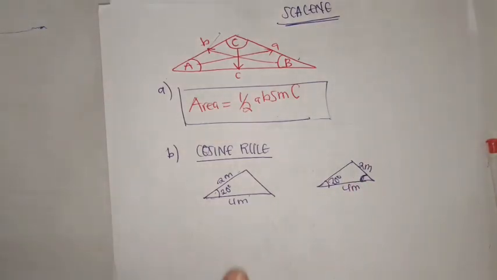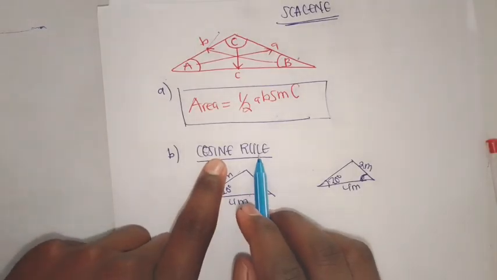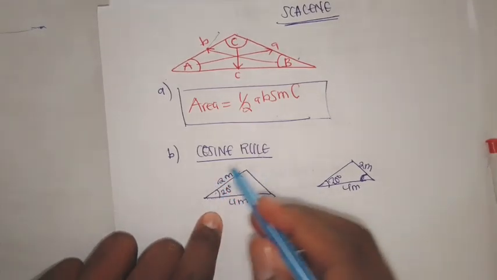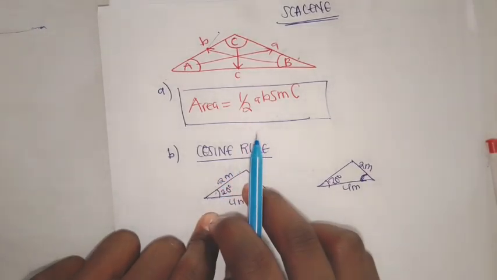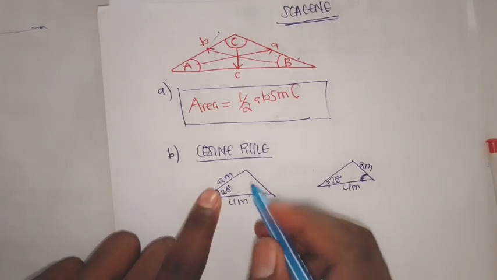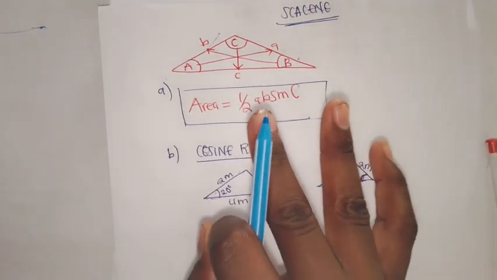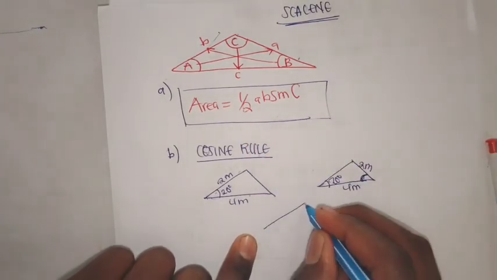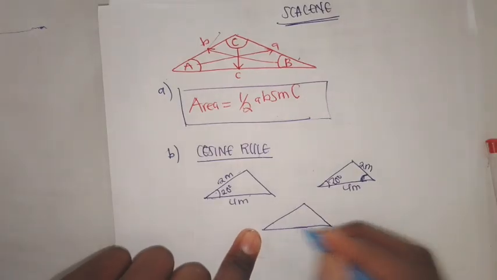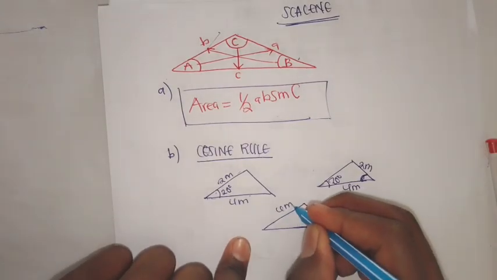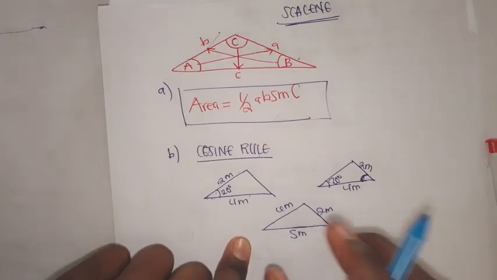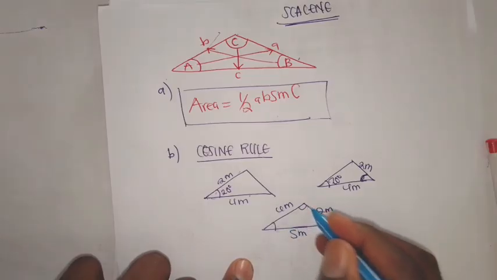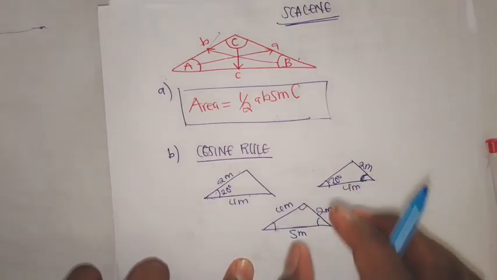Again, you can use cosine rule to find the angles of this triangle if you are given all three sides. Let's say you've been given a triangle looking like this, with 2 meters here, 4 meters here and 5 meters here. Here you can use cosine rule to find the three interior angles of the triangle.